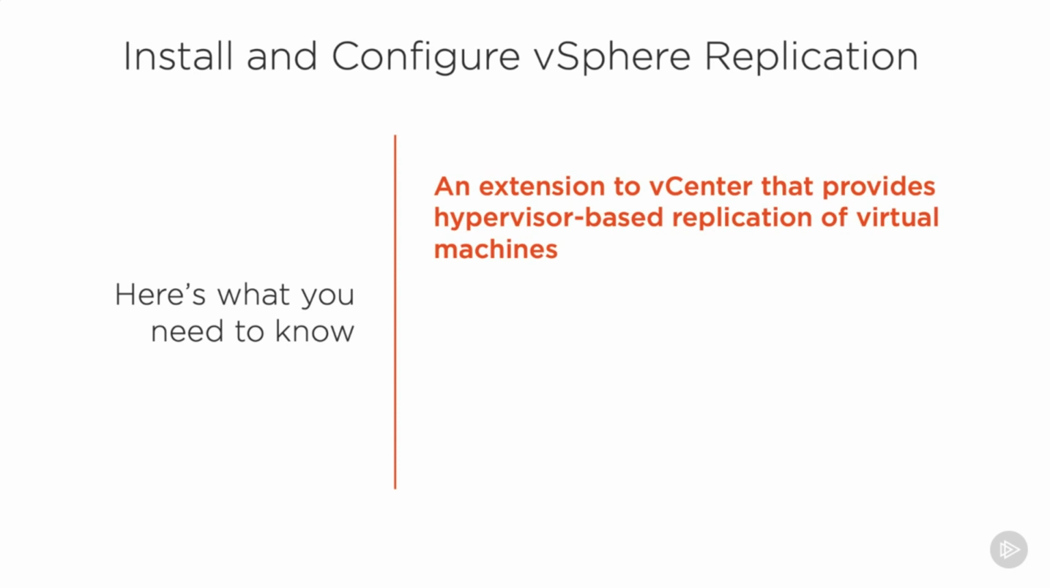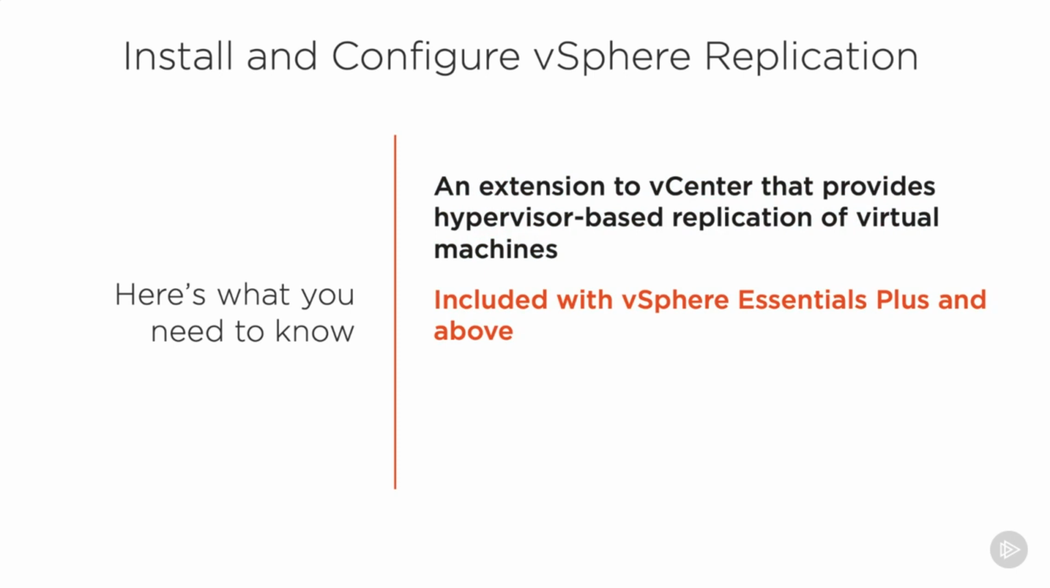vSphere replication is really an extension to vCenter that provides you with hypervisor-based replication of your virtual machines. And when I say hypervisor-based, what that really means is that it's software-based. It's all in the VMware vSphere hypervisor. There's no external storage component of vSphere replication. vSphere replication is included with vSphere Essentials Plus and above. So just about every edition of VMware vSphere includes vSphere replication.